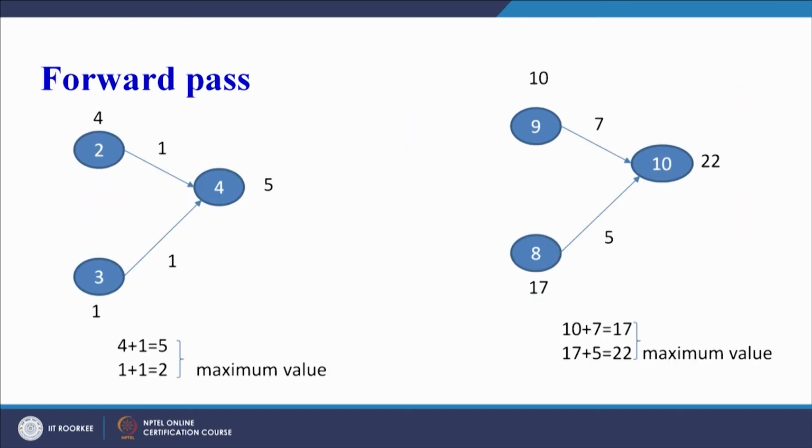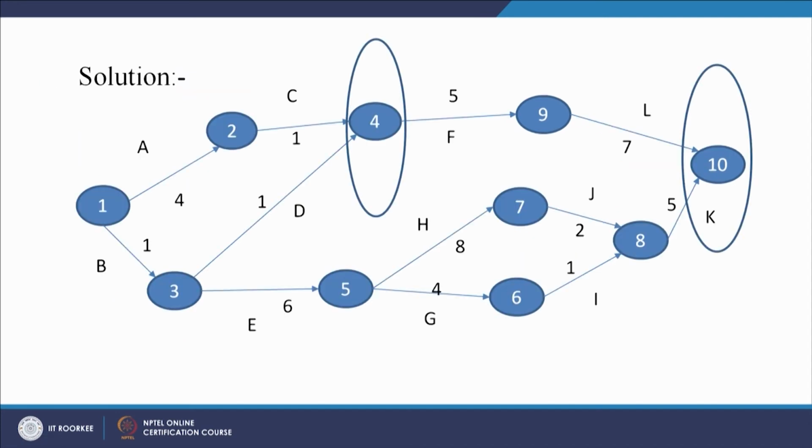So we have to take the maximum value of L and K, and that we have tried to include in the next slide. So here you can see in the forward pass, at node 4 we have to do the calculation of when it can start. So here 4 plus 1, 5, so it can start after 5 days, and from this side 1 plus 1, 2. So maximum of 5 and 2 we have to take, so it can start after 5 days. Activity F is starting on node 4, as we have seen here. So 5 is maximum here, so it can only start after 5 days.